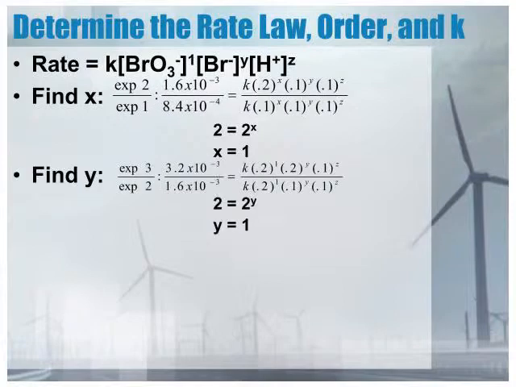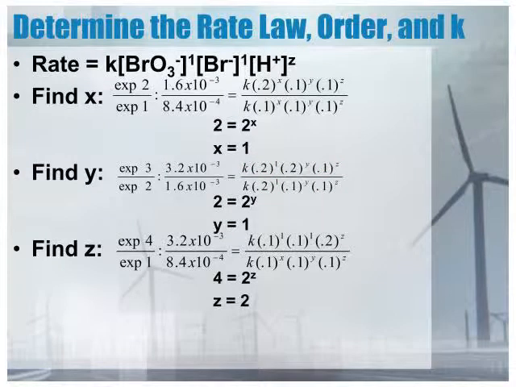So we do the same thing. We find another reaction where the BrO3⁻ and H⁺ are the same between the individual reactants, and where the Br⁻ is the only thing changing. Of course, your K's are canceling out still. Your 0.2 to the first and your 0.2 to the first are canceling out. Your 0.1 to the z and 0.1 to the z. So when we divide our numerators by our denominators, we get 2 equals 2 to the y. So y equals 1.